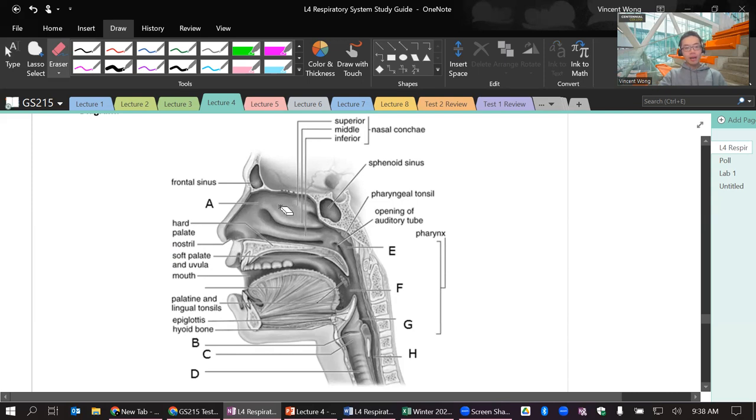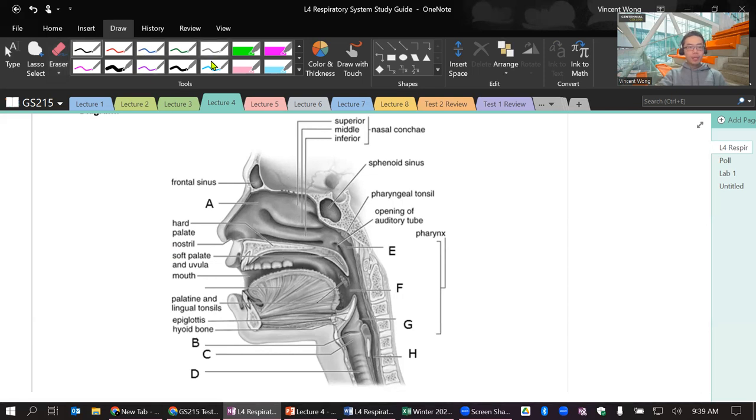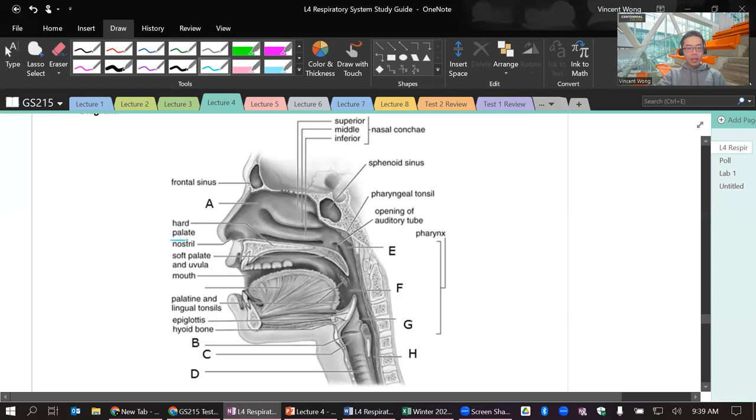The nasal cavity is separated from your mouth, from your oral cavity, by the hard palate right here. Okay, so that's the hard palate. That's made up of two bones, and we'll learn about the names of the bones later. But if you push your tongue up right now in your mouth, you feel something hard, right? That is the hard palate.